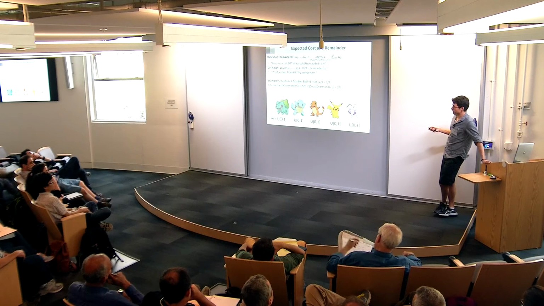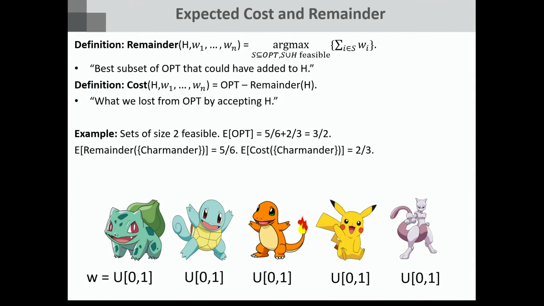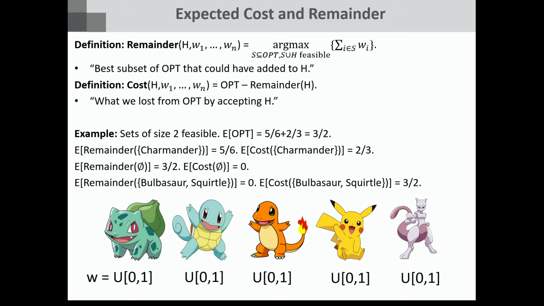If we have a set of size 1, the remainder is the max weight element. So the expected remainder is 5/6. And the cost is the second highest element, and the expected weight of the second highest element is 2/3. Similarly, the remainder of the empty set is the entire opt, which has expected weight 3/2, and the cost is 0. And if we start with a set of size 2, the remainder is the empty set, so the expected weight is 0. Here the cost is the entire opt, so the expected weight is 3/2.